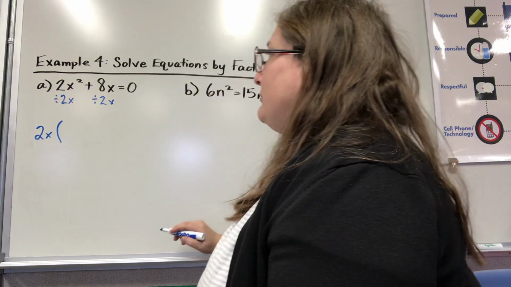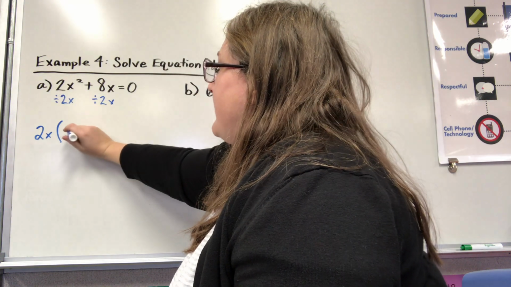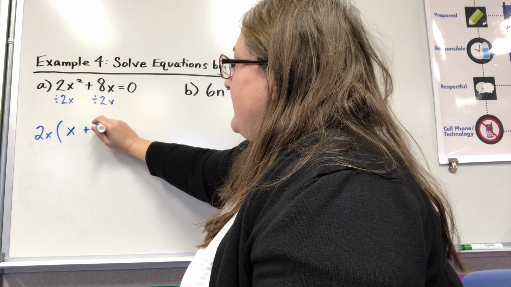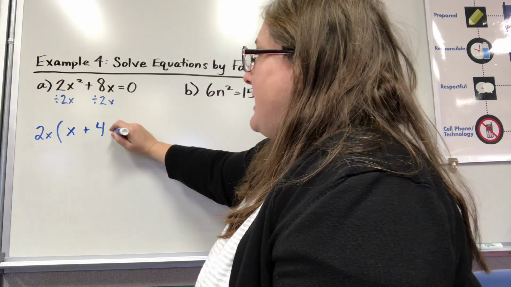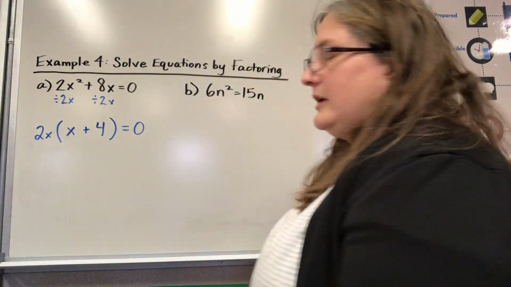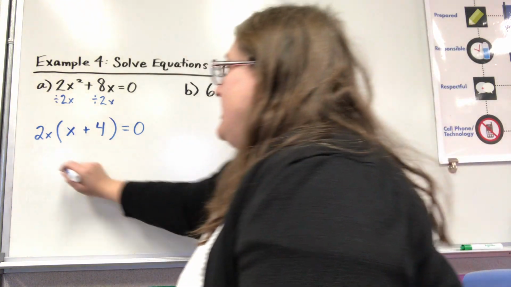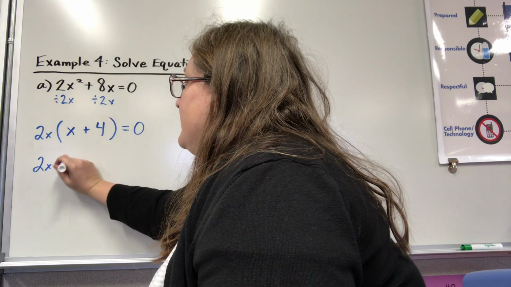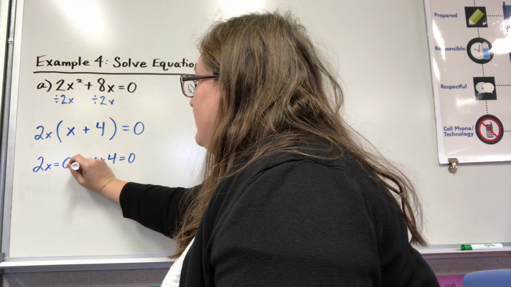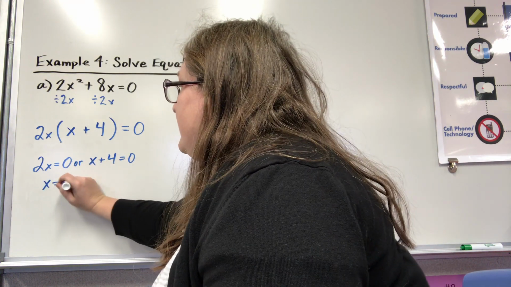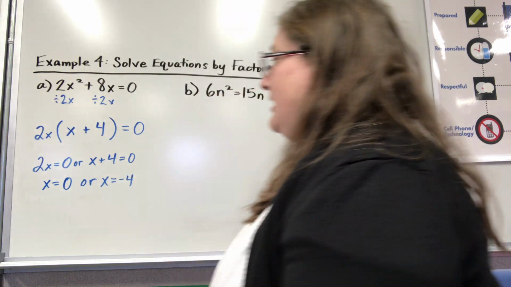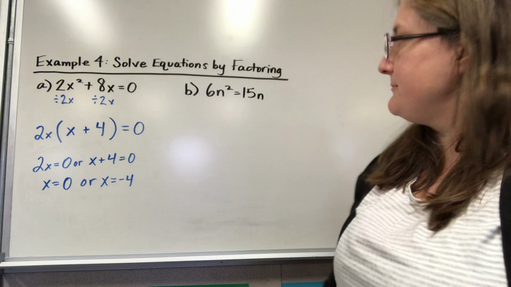So 2 divided by 2 is 1. X squared divided by x will just leave me with a single x. 8 divided by 2 is 4, and x divided by x cancels out. It's worth 1. So here is my problem in factored form. Now I know 2x has to be equal to 0, or x plus 4 has to be equal to 0. So x can be 0, or x could be negative 4. These are my roots for this problem.